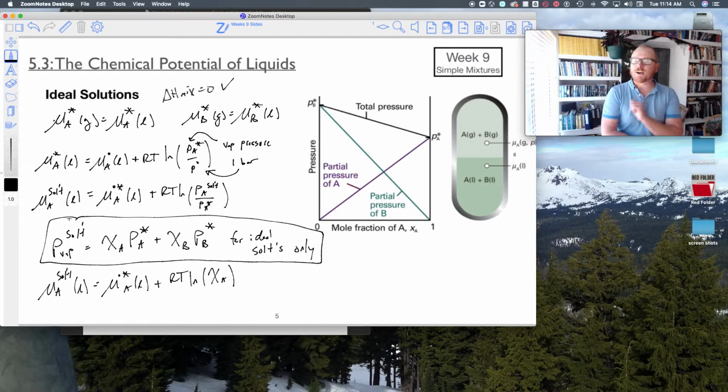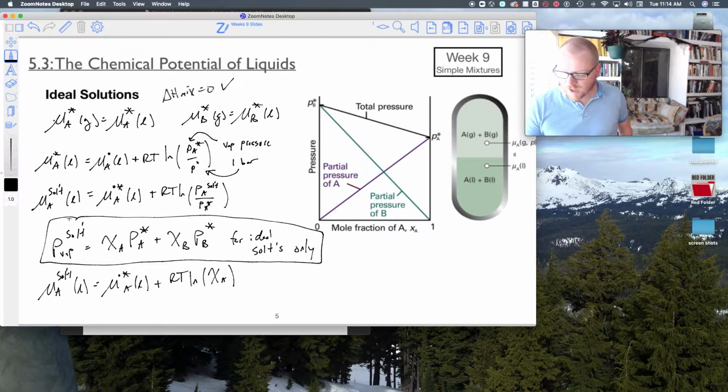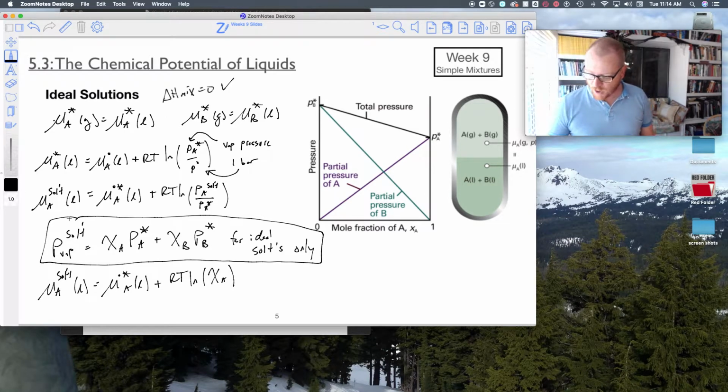So this linear additive way of adding up the vapor pressures, which we know as, let's see here, I can never spell this, Raoult's law.